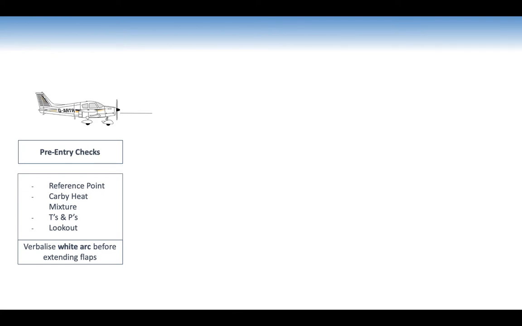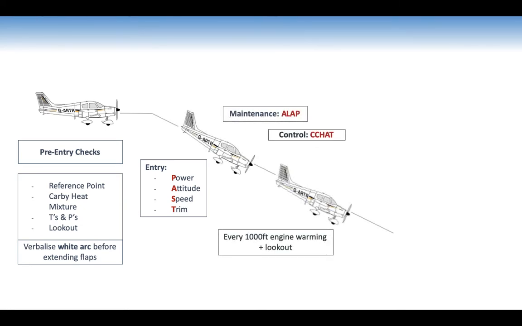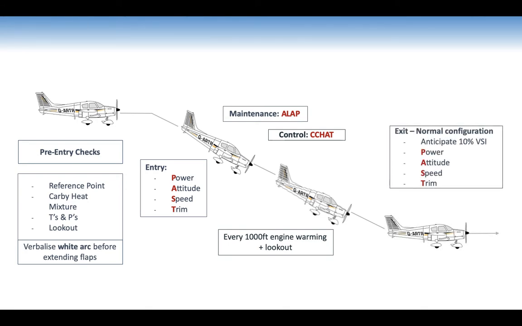And let's say we're doing the approach with the glide descent, so we're not using flaps just yet, but you would check the white arc if you were extending flaps. Then you enter using PASS: power idle, a little bit of left rudder, attitude one third ground, two thirds sky, speed 73 knots, and your trim and balance. Maintenance and control is done using ALAP. Remember, every 1000 feet you descend, you have to warm the engine and have a good thorough lookout.